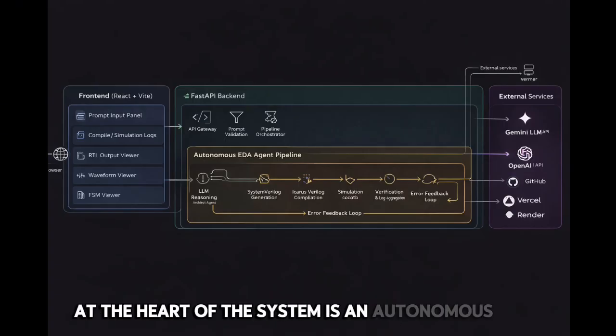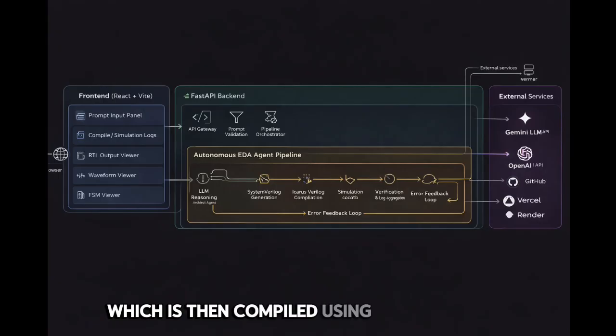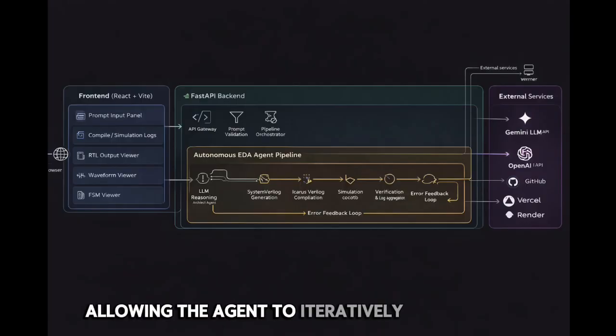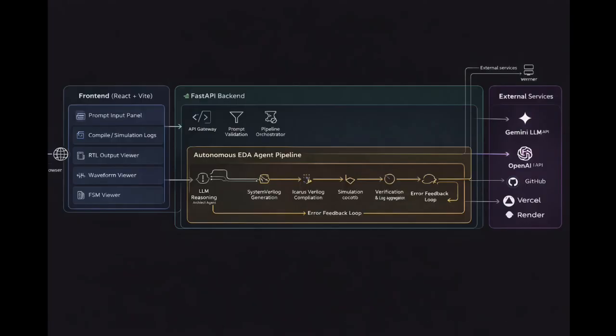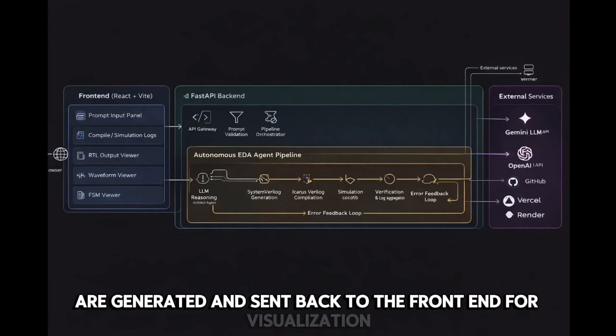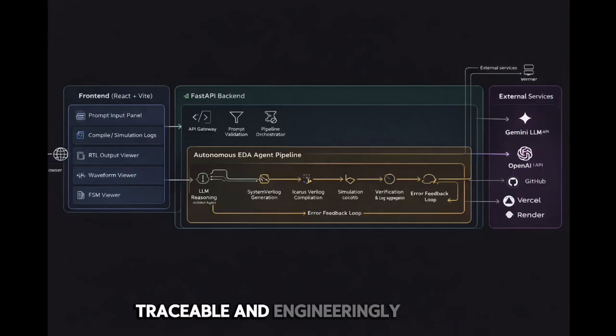At the heart of the system is an autonomous loop. An architect agent generates synthesizable SystemVerilog, which is then compiled using Icarus Verilog and verified through simulation. If compilation or simulation fails, structured error feedback is collected and routed back into a self-repair loop, allowing the agent to iteratively fix the design instead of failing silently. Once verification succeeds, real simulation artifacts such as waveforms and reconstructed FSMs are generated and sent back to the frontend for visualization. Throughout the process, SiliconForge integrates real hardware tools and real LLM reasoning, ensuring every design is verified, traceable, and engineeringly correct. Now, let's jump into the demo.